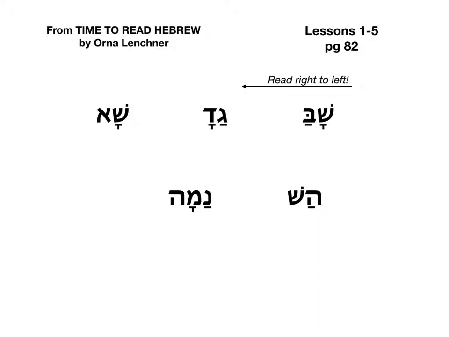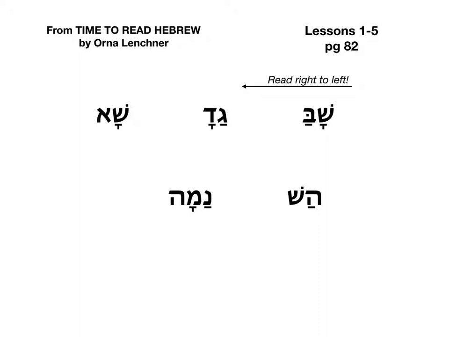The second line, we have a letter. The first time we're seeing this letter in this sequence of lessons, the letter hey. It's like an H sound in English. Here it has an ah underneath it, and it has a shin with no vowel sound after it. So that's going to be the closing sound in the syllable. So we would read Hosh, Hosh.